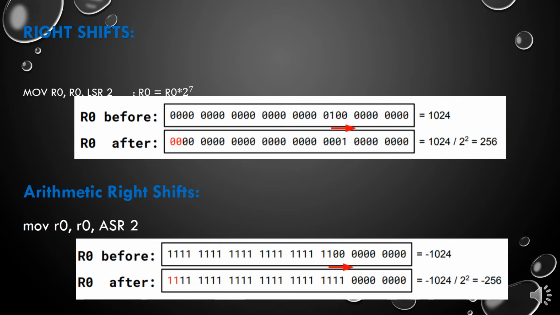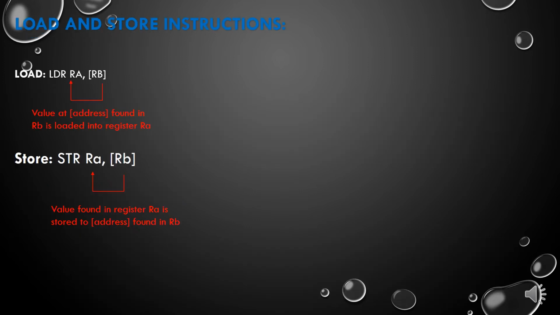On the other hand, arithmetic right shifts behave like dividing the contents of a register by 2 to the power s, assuming the contents of the register are signed. As an example, consider move R0, R0, ASR2. R0 was before minus 1024 and after the shift to the right and adding 2 ones to the left, R0 became minus 256.